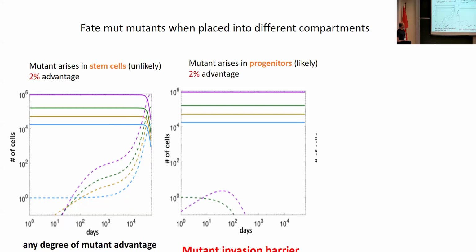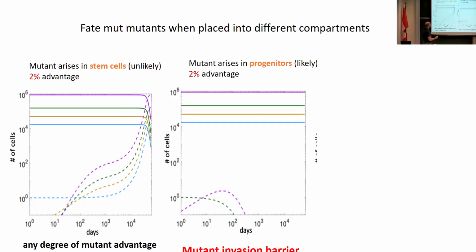Now let's put the same mutant we put in the progenitors downstream, okay? Same mutant, same advantage, it's a 2% advantage. What we observe here is that the mutant fails. It goes extinct. It does not have a selective advantage in that compartment.